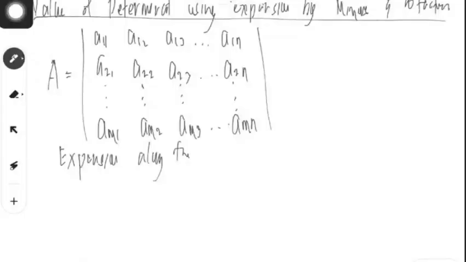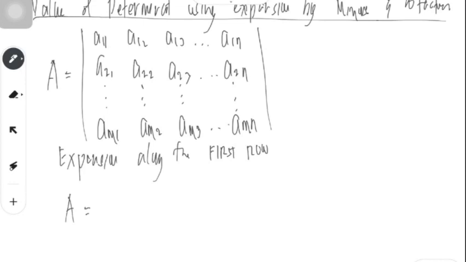Along the first row. Ibig sabihin, the value of this determinant is equal to the algebraic sum of the products of the element and its corresponding cofactor. Bakit algebraic sum? Kasi ang cofactor nagbabago ng sign. It can be positive, it can be negative. So you have here, it is simply the algebraic sum or the summation of its corresponding element, aij times the cofactor.